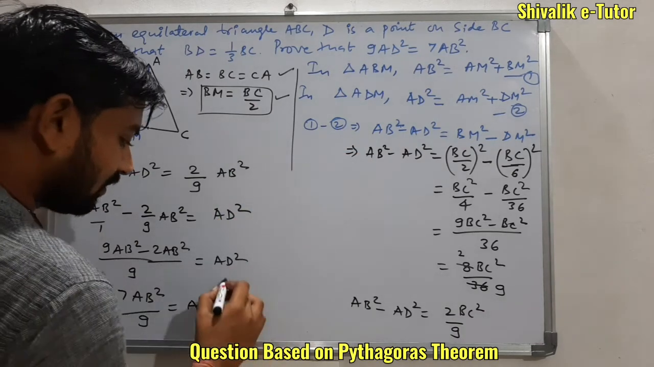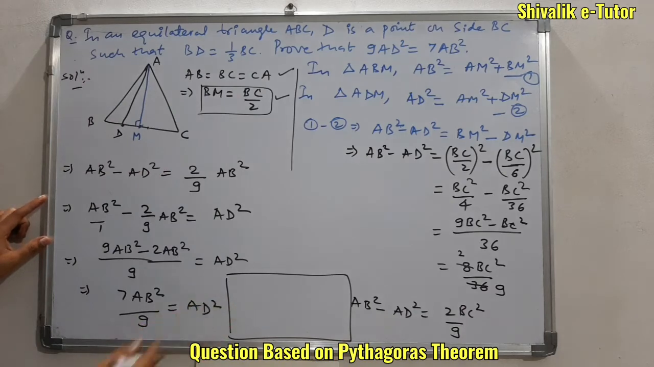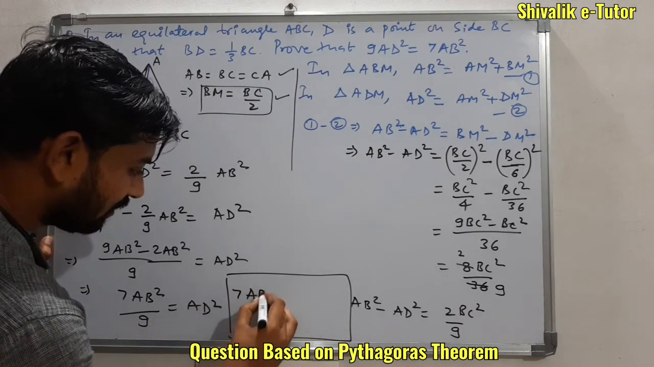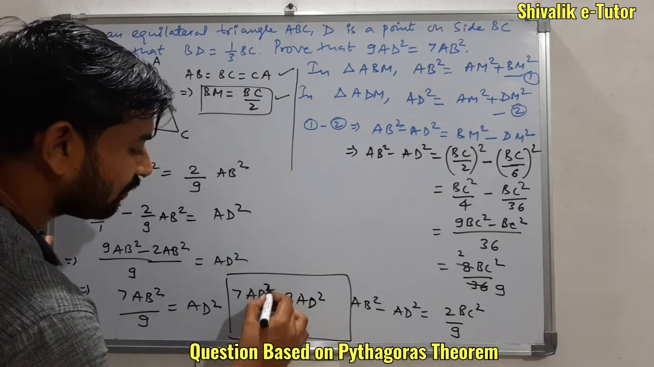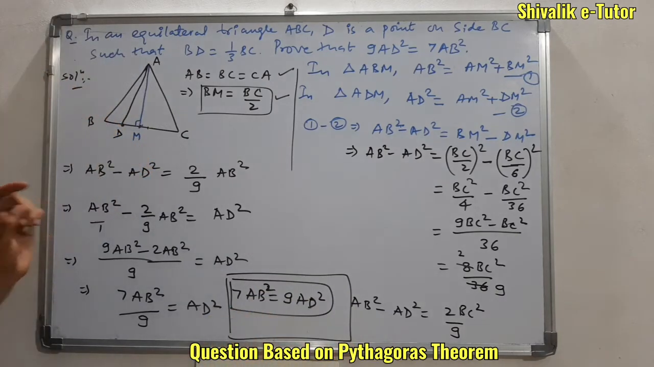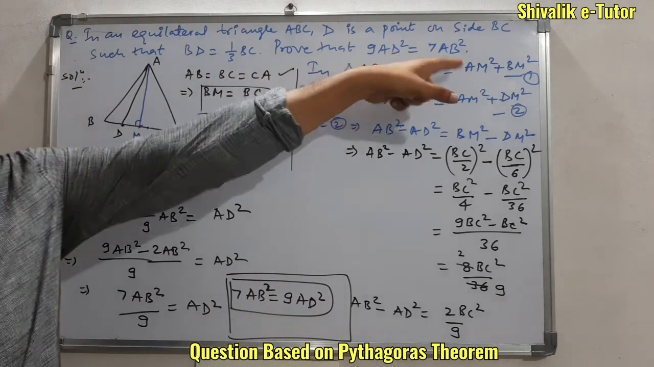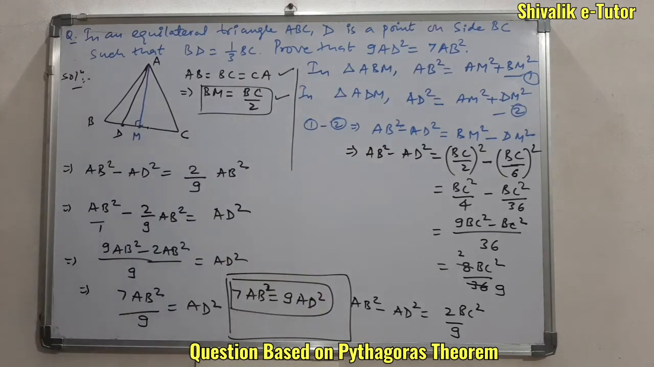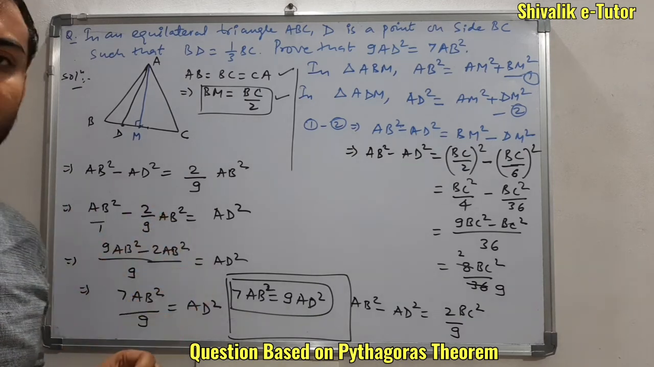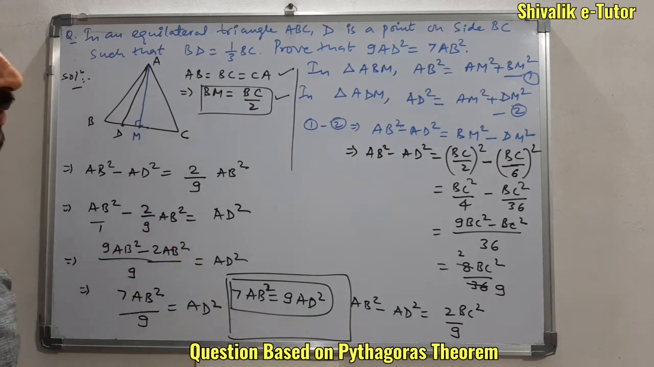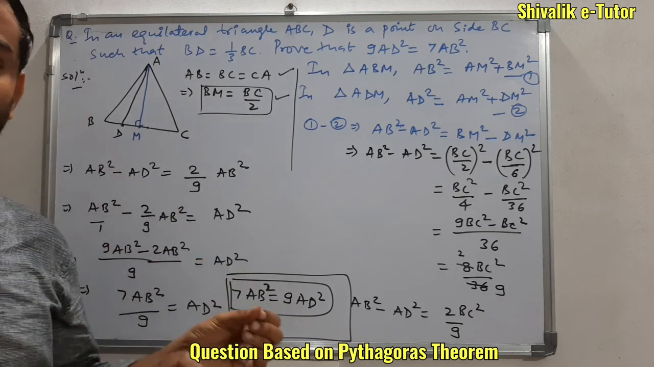And when you just shift this 9 to RHS, you will be getting 7 AB square is equal to 9 AD square, and this is what we wanted to prove. This is nothing but 9 AD square is equal to 7 AB square, which we wanted to prove. So this is a really important question based on Pythagoras theorem. So we can say in the solution of certain questions on Pythagoras theorem, this theorem is really important, and the main application of this you will see in the trigonometry chapter, where you will be using the concept of base, perpendicular and hypotenuse.